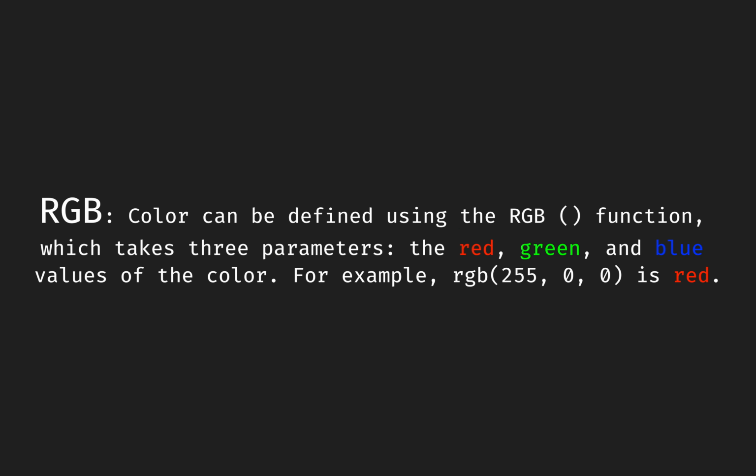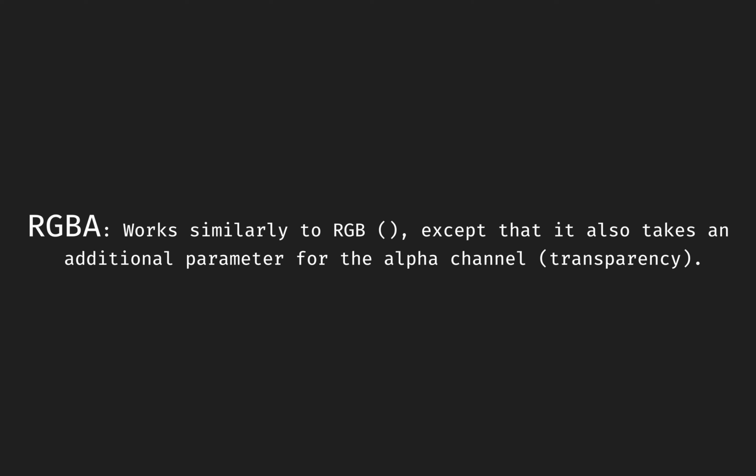We also have RGB, the RGB function, and it takes 3 parameters for red, green, and blue values. Now we can mix this up to form different combinations and shades of colors. We have even RGBA. Now this is like RGB, but it has an additional parameter A for the alpha channel, or in other words, transparency.